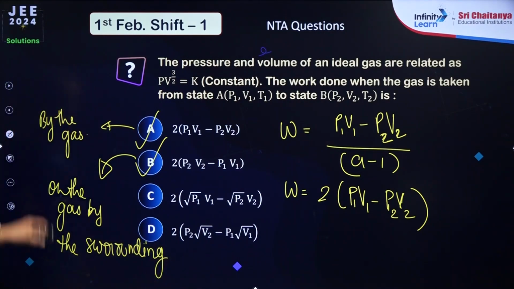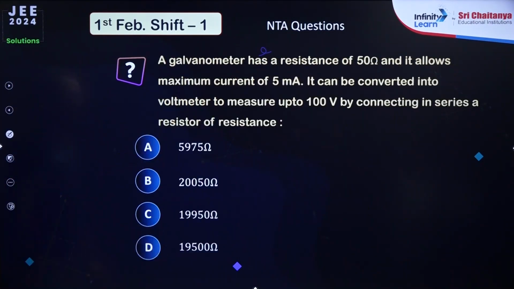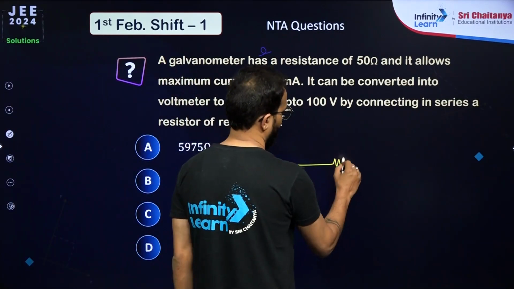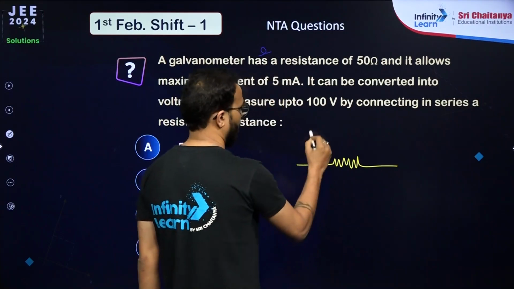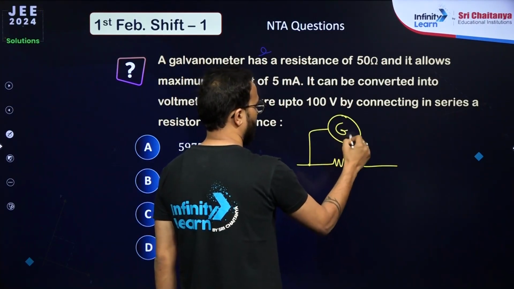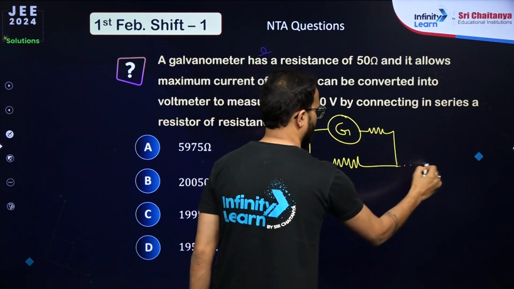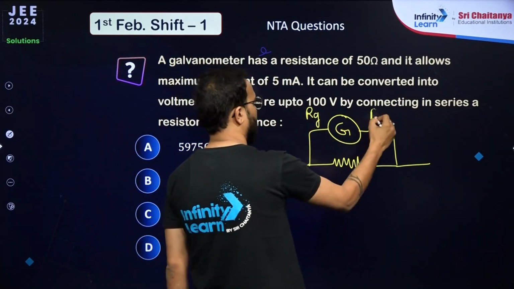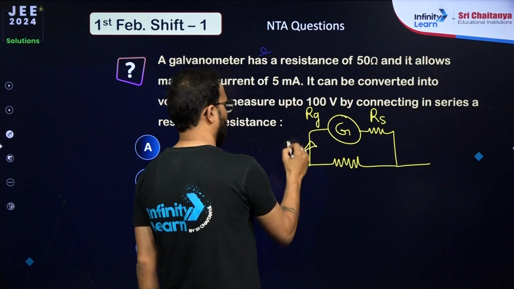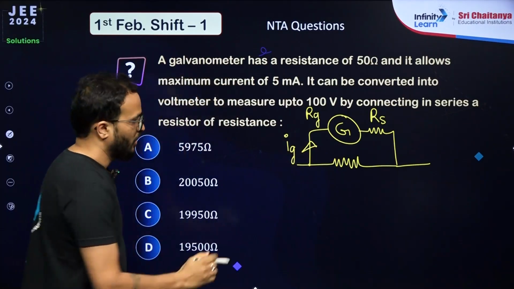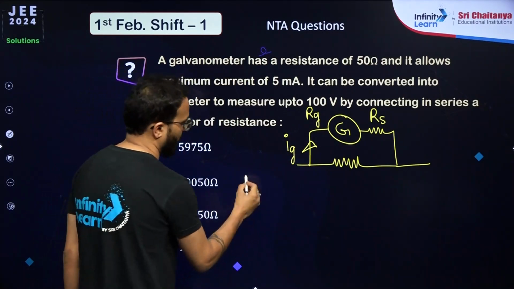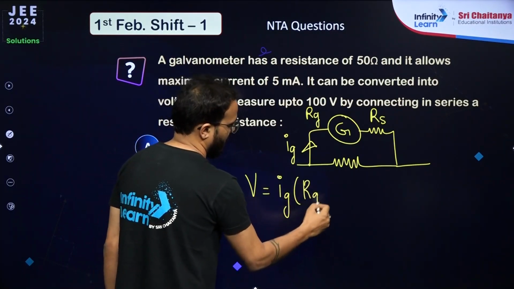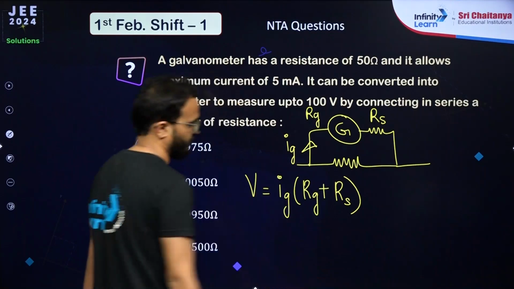Is that okay? This is important. A galvanometer has a resistance. Suppose this is a load resistance across which we need to measure. So this is the galvanometer coil, and this is the shunt resistance. Now this is a voltmeter. It has resistance Rg, it has resistance Rs, and this will be Ig, right? So the reading of the voltmeter will be Ig into (Rg plus Rs).